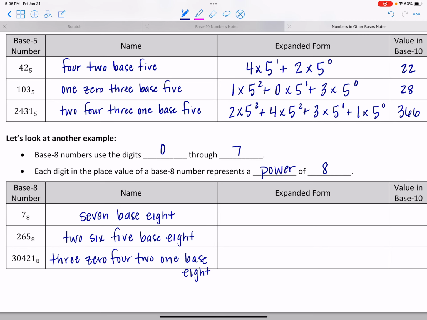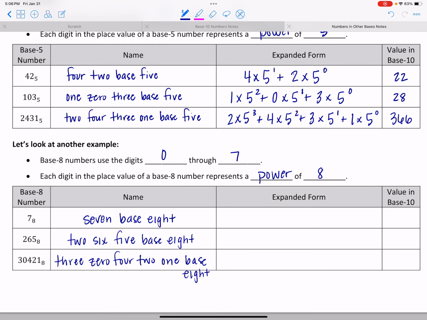Okay, let's expand them out so we can figure out what this number really is. When I expand this one out, obviously we've got 7 times 10 to just the power of 0. It's that single digit. And then 265 base 8. 2 is a power, oh not, I said 10 here. How dare I do this? This is base 8, so 7 times a power of 8, just the one power of 8.